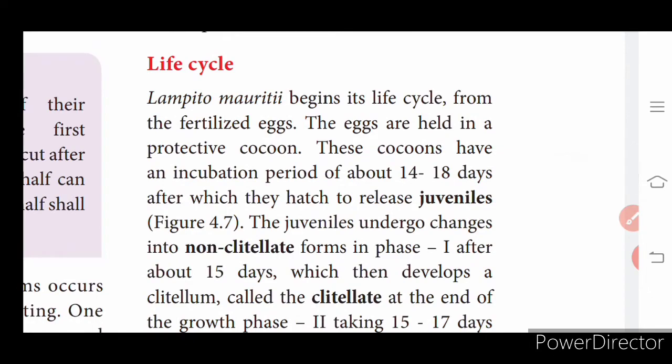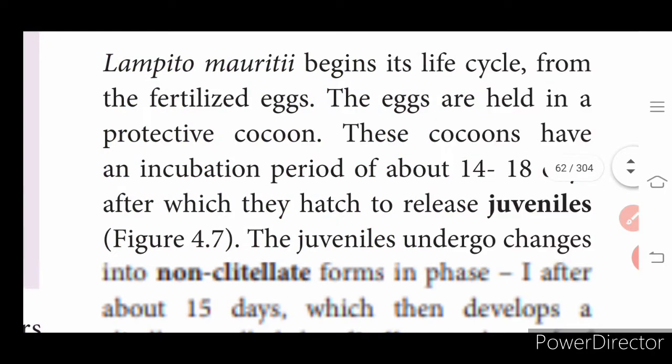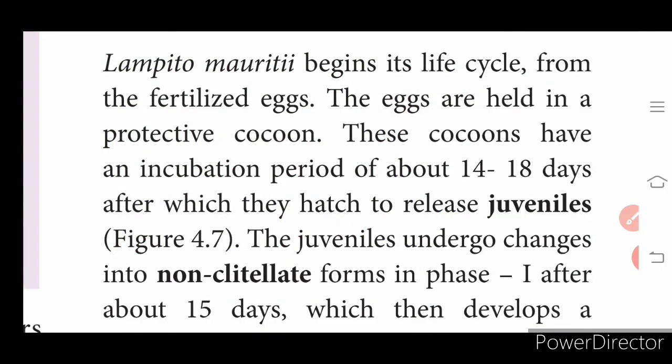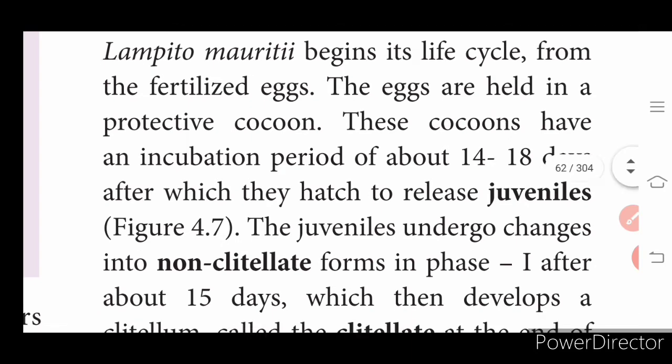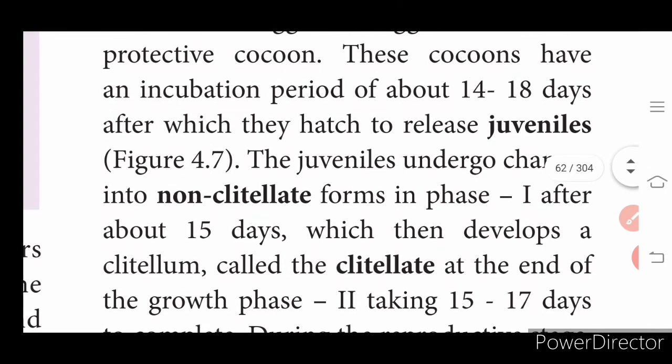Okay, so Periplaneta americana begins life from the fertilized egg. Once the fertilization occurs, the young one will be formed. The eggs are held together in the cocoon, and then the incubation period, the growing period, is about 14 to 18 days.